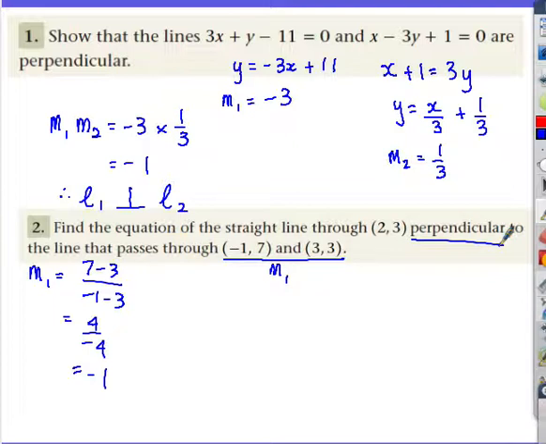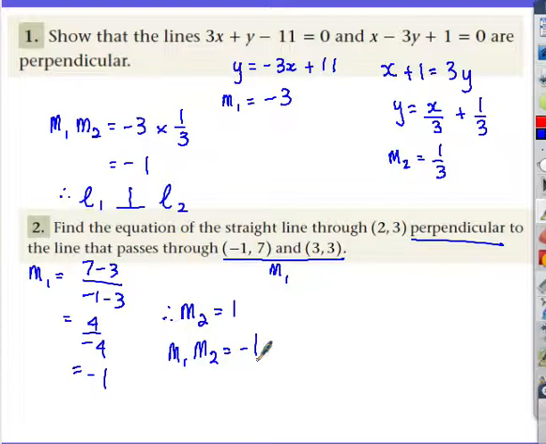Now that we know that the line we're trying to find is perpendicular to this line, and we know that perpendicular lines have gradients that multiply together to equal -1, that means the gradient of the line we're trying to find must be positive 1. Is that because it's the reciprocal of -1? Yeah, exactly. So M2 equals positive 1, because M1 times M2 equals -1, and M1 is -1. So M2 must equal positive 1.